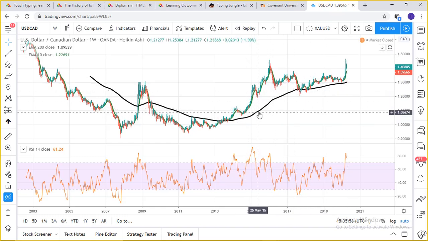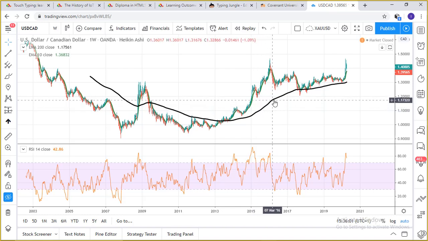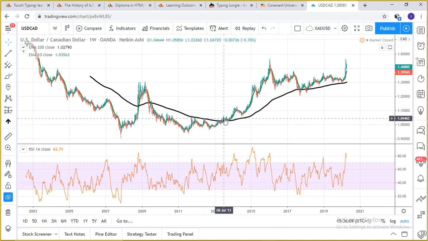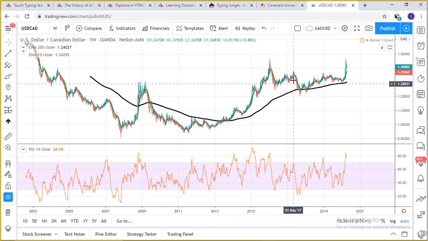This is a virtual support now. For here, it was a virtual resistance. You can see it touches and bounces back. A virtual resistance here. Eventually, they pierce it. They made it a support. Now here, they pierced it. It was a support around this area.